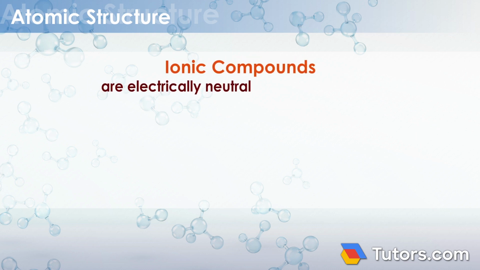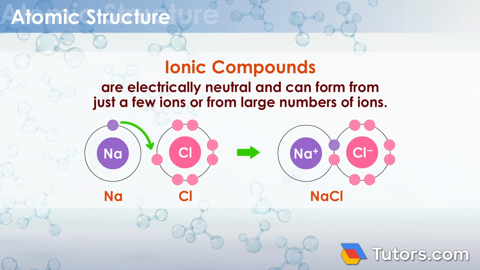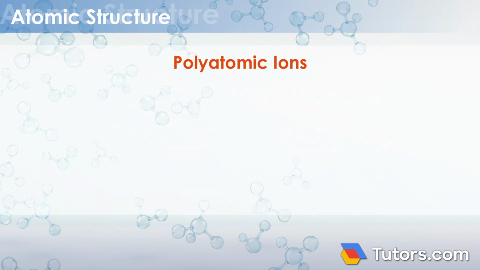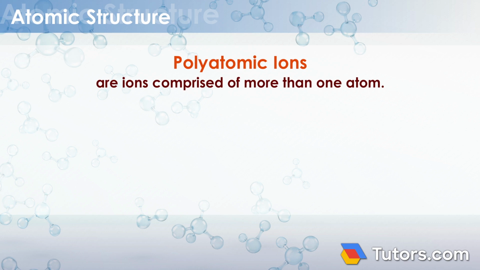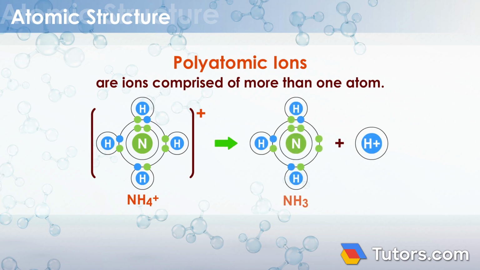Ionic compounds are electrically neutral and can form from just a few ions or from large numbers of ions. Two-element ionic compounds and polyatomic ionic compounds are equally common. Polyatomic ions are ions comprised of more than one atom. A good example is the ammonium ion, which is made up of one nitrogen atom and four hydrogen atoms.